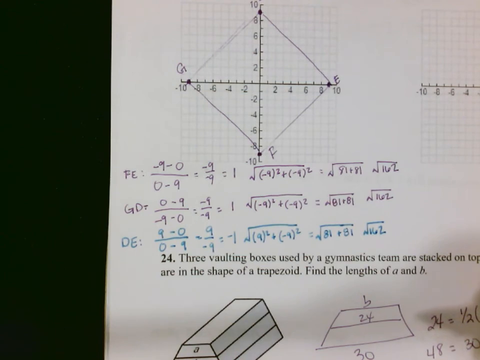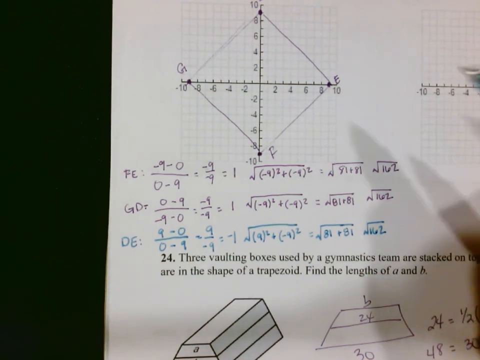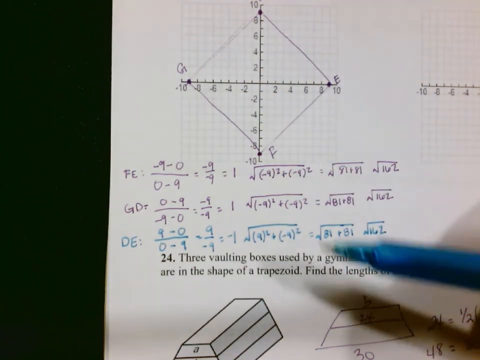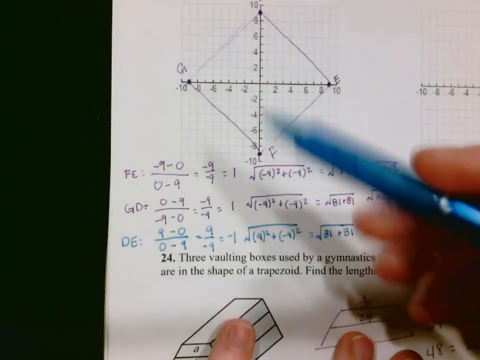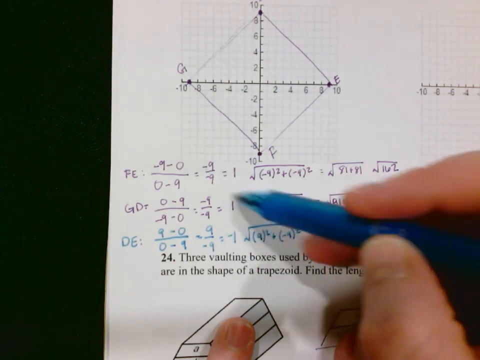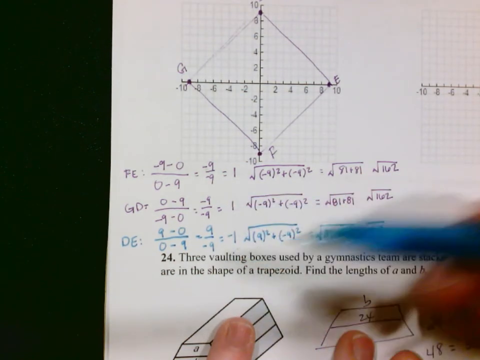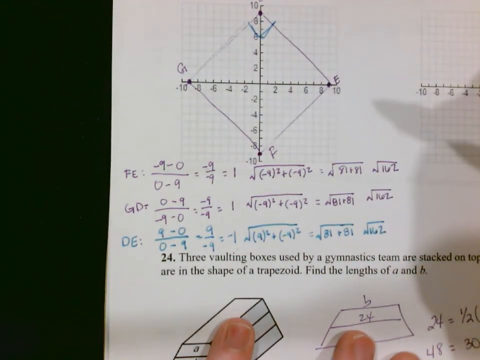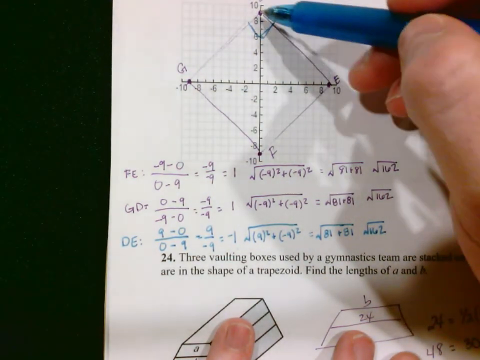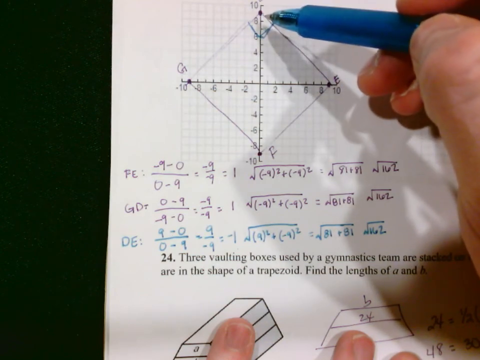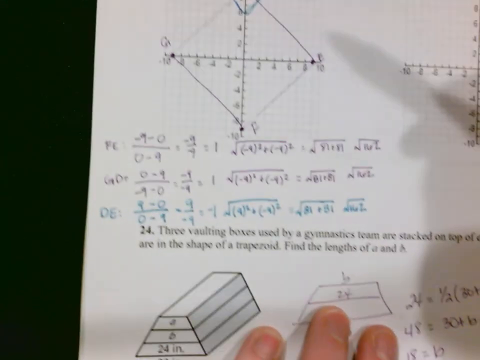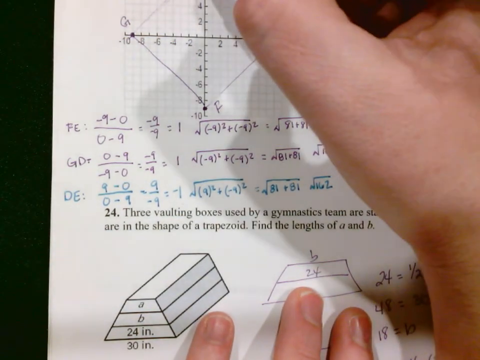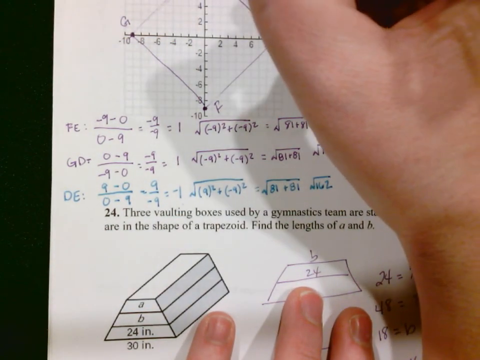So now that I know consecutive sides are congruent, this is a rhombus because all 4 sides are congruent. Also, consecutive side slopes are perpendicular, so I form a 90-degree angle right here. Since I form a 90-degree angle right there, then I know it is 90 degrees. So it is a rectangle and a rhombus, which means this is a square.